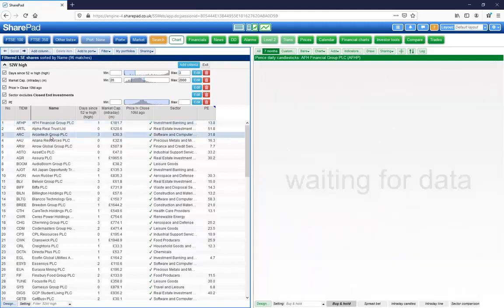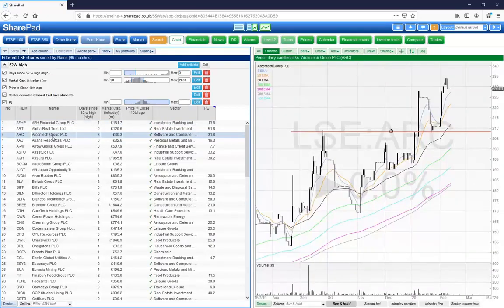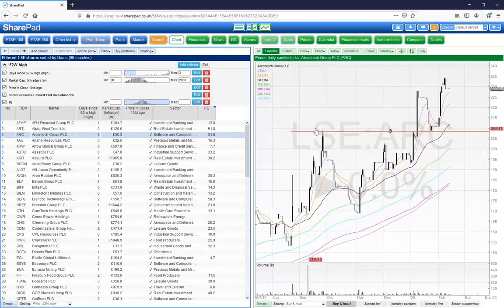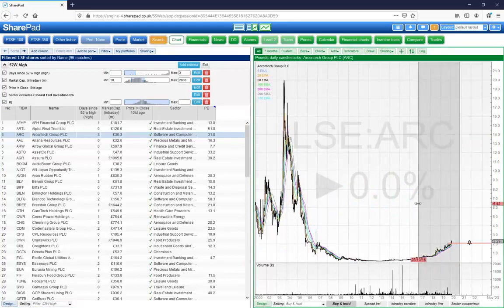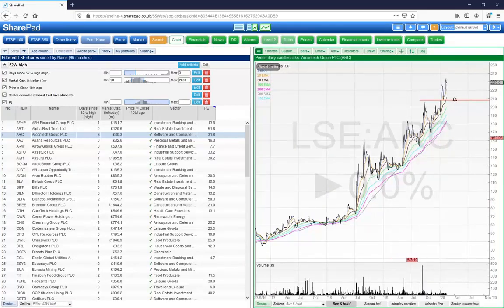So if we look at Arcontech here, now I'm long this stock already. There's the alert line. It came back to test the support. Now I would like to add to this position at some point, because we can see there that is a really nice stage 2 uptrend. It's not the most liquid of stocks, so I wouldn't recommend to take a huge position.